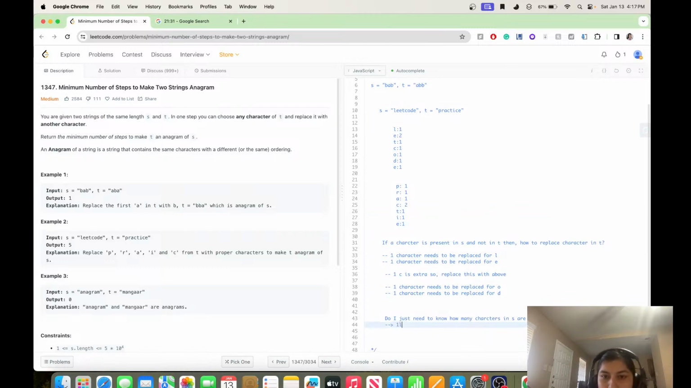1 L, 1 E, 1 O and 1 D. Just this much only. 1 L, 1 E, 1 O and 1 D. So it means that there are 4 characters that are missing here.